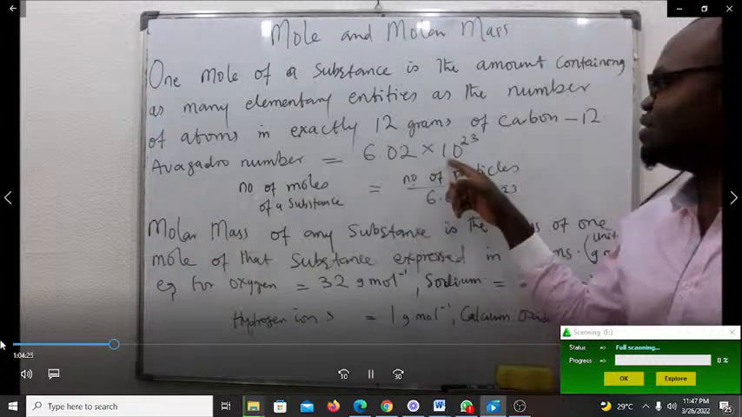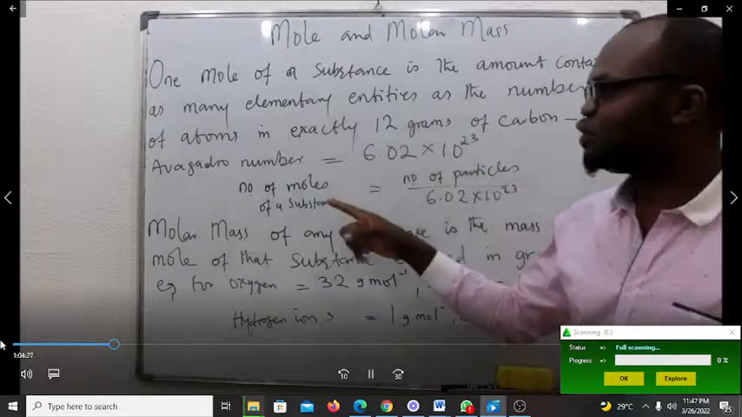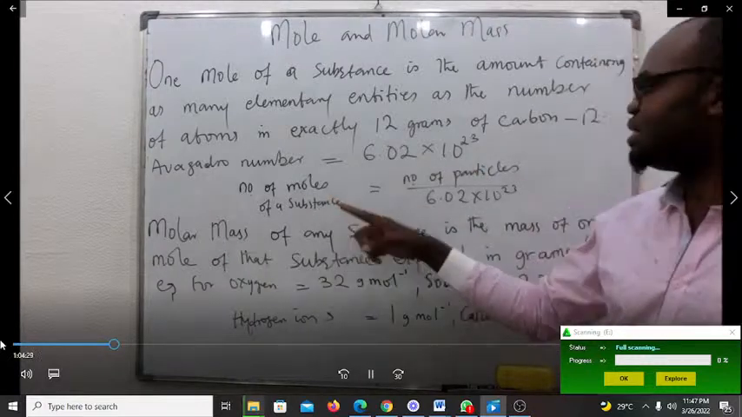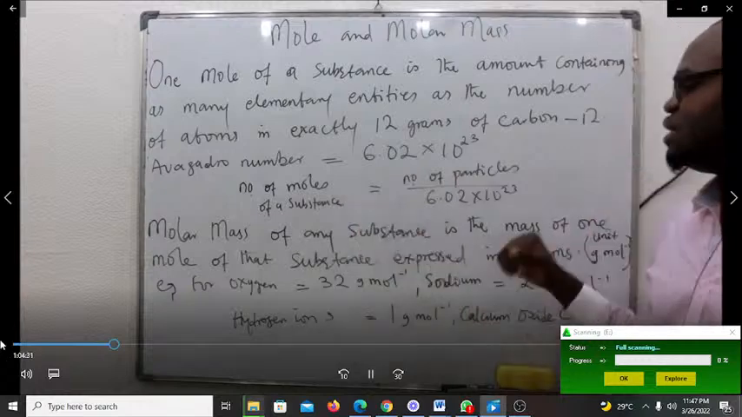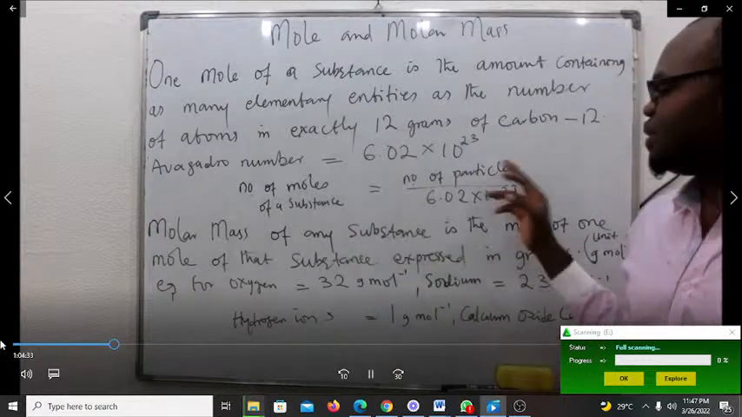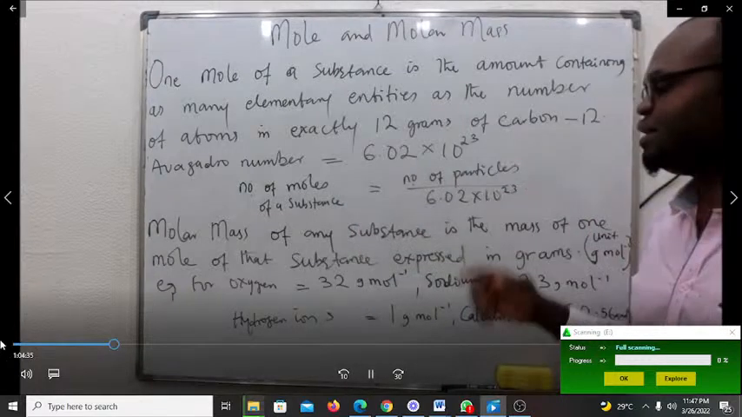times 10 to the power 23. So if you are told to calculate the number of moles of a substance and you're given the number of particles, just know that it is actually the number of particles all over 6.02 times 10 to the power 23.